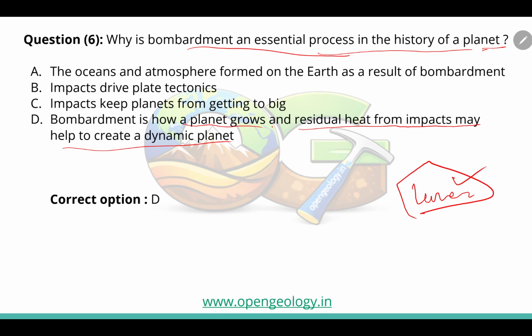If you see the moon, what happens is there is continuous bombardment creating a lot of craters. So this is history. Many times there were bombardment events and a few of them are recorded, a few of them are eroded. So it is important for a dynamic planet.